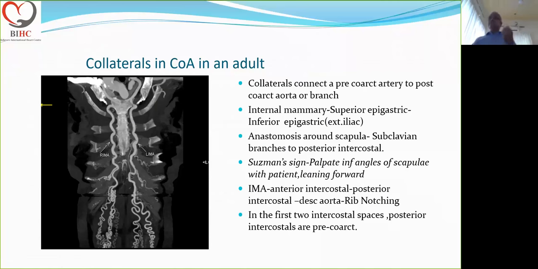The X-ray, which I'll come to shortly, shows rib notching, and this happens because the internal mammary artery gives rise to the anterior intercostals, except in the first two spaces. This is linked with the posterior intercostal, which comes from the descending aorta. It is the posterior intercostal which causes rib notching, the dilatation of the posterior intercostals.